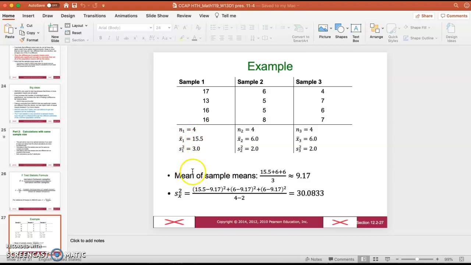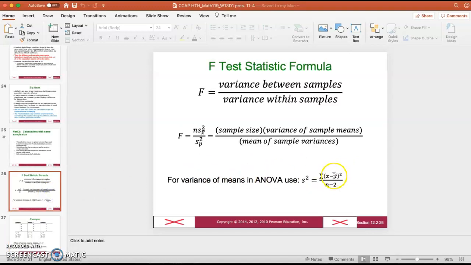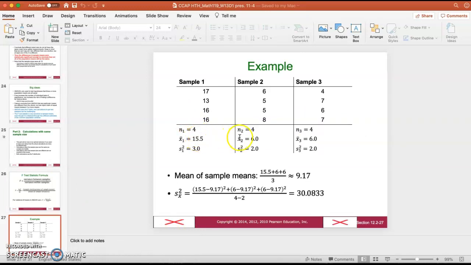Now, to do some of the calculations, the mean of the sample means comes out to 9.17 roughly, which really is 9.16 repeating. I found that because I'm going to use it in this calculation for variance, since I'm taking the variance of the sample means themselves. So I'm doing the variance of these 3 sample means, treating the sample means like their own data set and finding the variance of that.